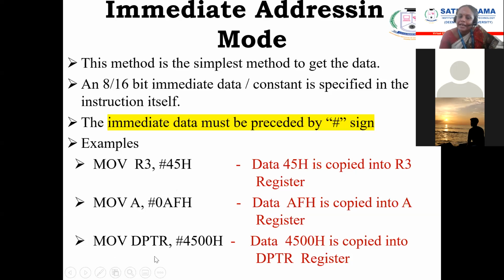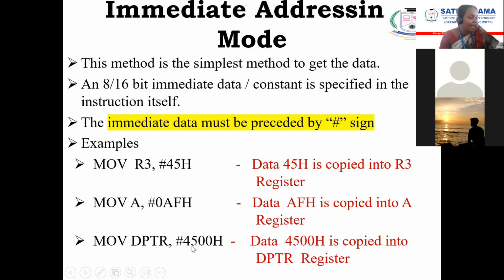We all know DPTR is a 16-bit register. So I'm just moving a value to DPTR. What is the value? 16-bit data, 4500 to DPTR. We all know DPTR can be used as a 16-bit register or as two 8-bit registers. So DPH will hold 45 and DPL will hold 00.